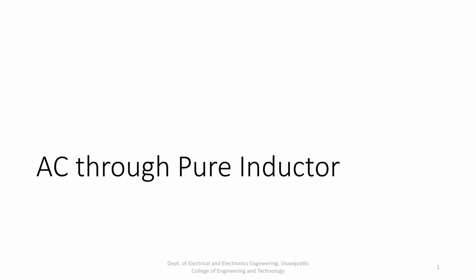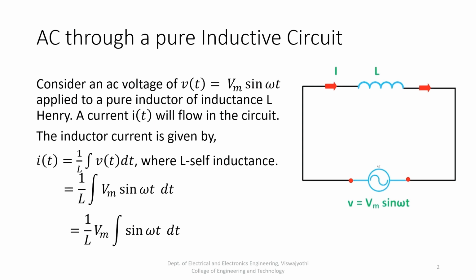AC through pure inductor. Consider a pure inductor of inductance L connected to an alternating voltage V of t equals Vm sin omega t. The current I of t will flow in the circuit.